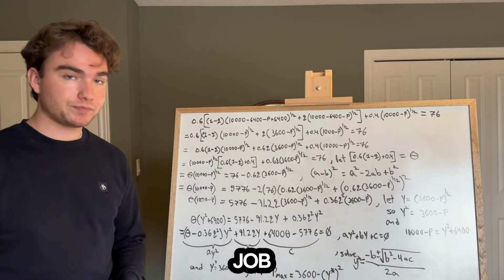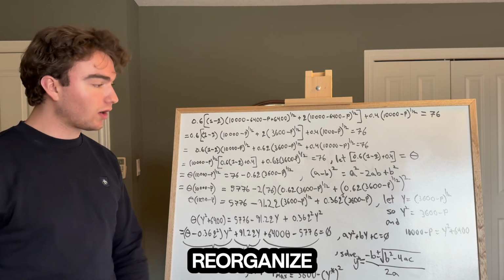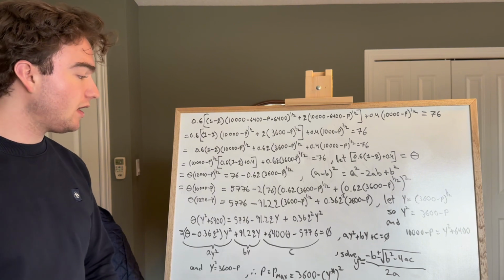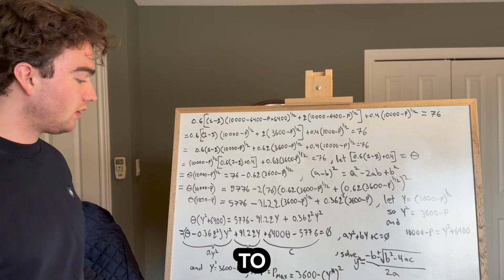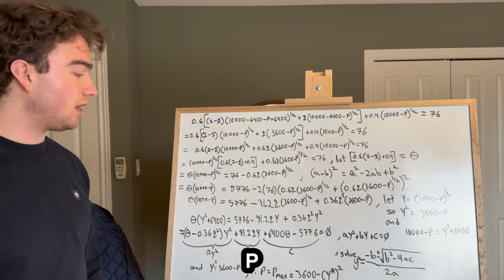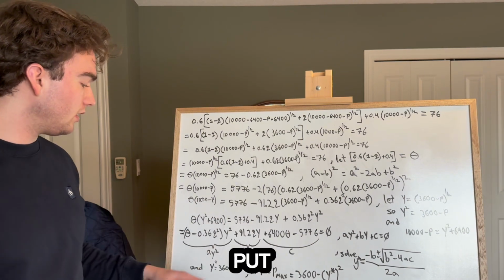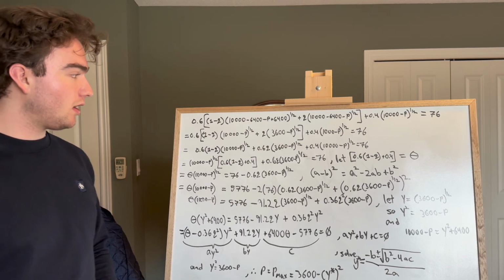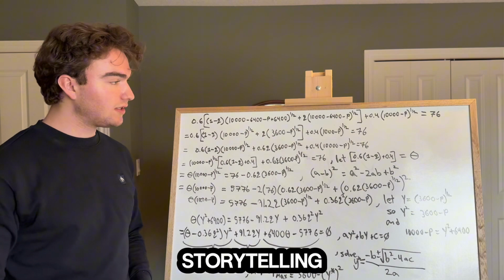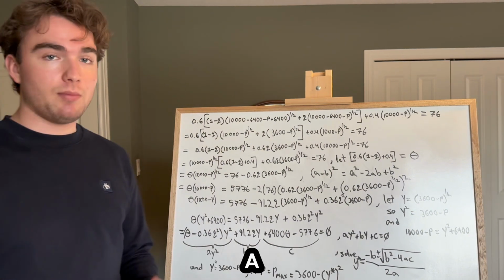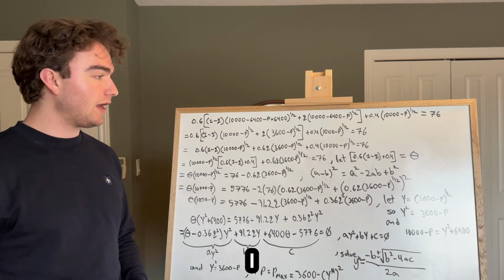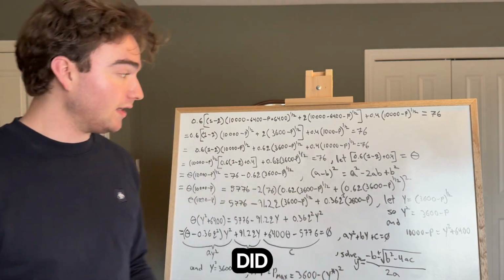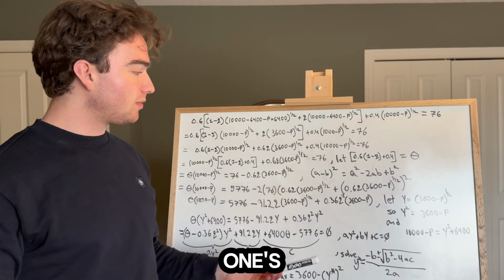Your job is to reorganize it in a way that it can be expressed as a quadratic, and then to isolate p, which is what we did here. We just put p on the one side. So it wasn't too difficult storytelling, but this one is definitely a bit more math heavy, so I hope this helps. I wrote down all the little rules that you may have forgotten. I know I did. So this one's pretty important.